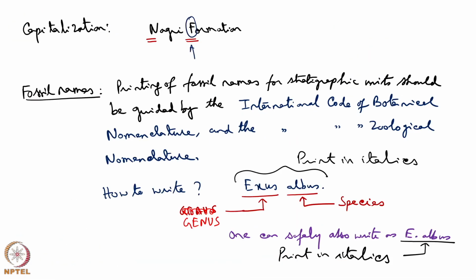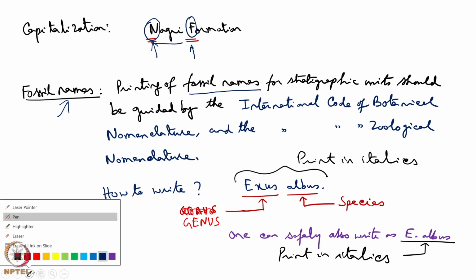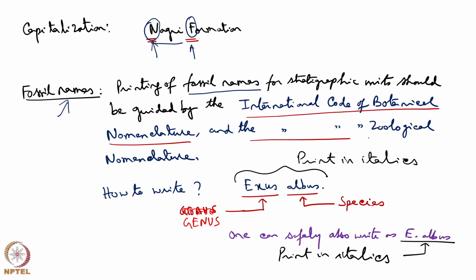Formation F has to be in capital if it is a formal unit, and the first letter of Nagri, in this case, from this term Nagri Formation comes from the Shivalik stratigraphy, N has to be capital. How to deal with the fossil names? Let us see. Printing of fossil names for stratigraphic units should be guided by the International Code of Botanical Nomenclature and the International Code of Zoological Nomenclature. So, regarding the scientific naming, how to name a fossil, one has to look into these literature.